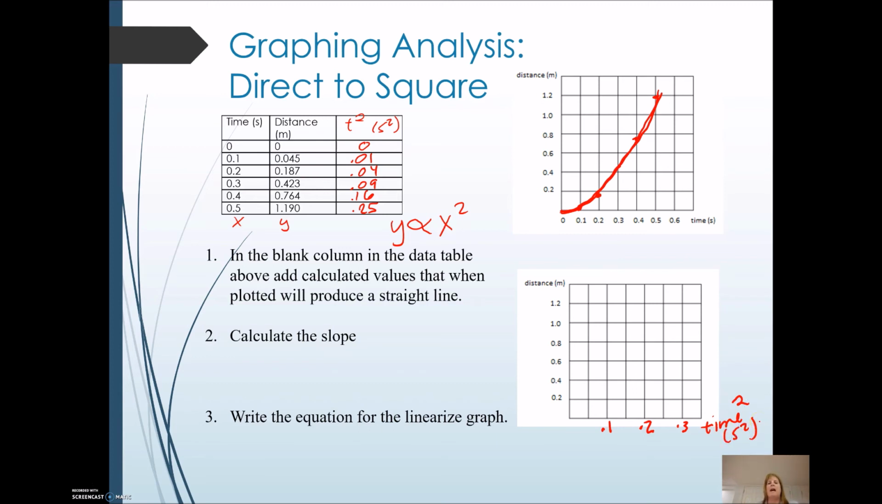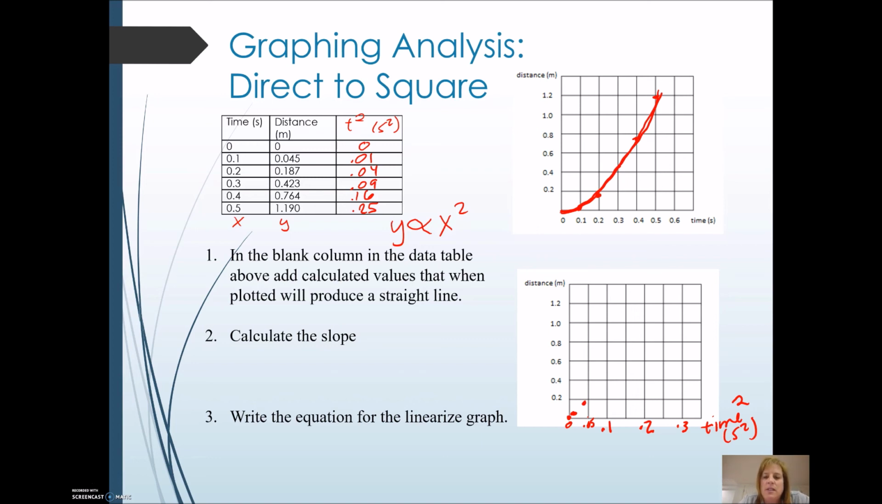So now we're going to replot all this data again. Of course, this is 0 here, and we have a 0, 0 point, so we'll put that in. Now at 0.01, which is going to be right here, because this is 0.05, at our 0.01 we have gone 0.045. So we'll make our marker right about there. And then at 0.04 seconds squared, we have traveled 0.187, so that's just inside here, and it's about right there. So let's make that mark.